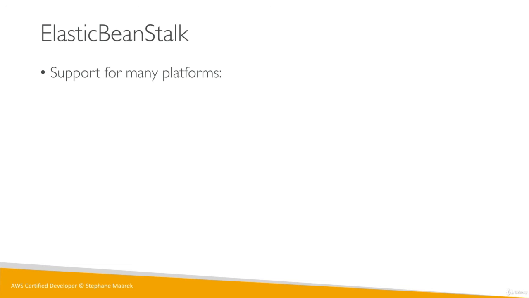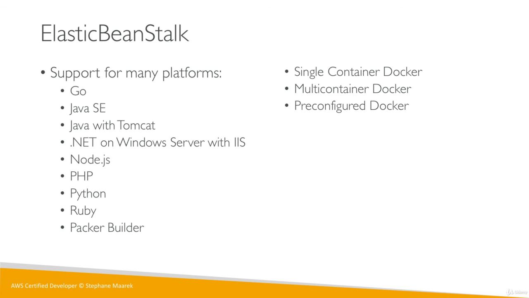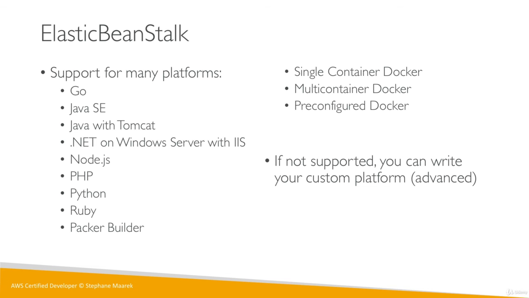So what can we deploy on Beanstalk? Well, it has support for a ton of platforms. And if your platform is not there, there's something weird. But Go, Java, Java Tomcat, .NET, Node, PHP, Python, Ruby, Packer, single container Docker, multi-container Docker, pre-configured Docker. And if your platform is not supported, you can write your own custom platform, although that is fairly advanced and not something that's expected of you as an associate developer. But that's the idea. With Beanstalk, we can do a lot of things. And so what we're going to do is deploy an app on Beanstalk. So we'll see you in the next lecture.